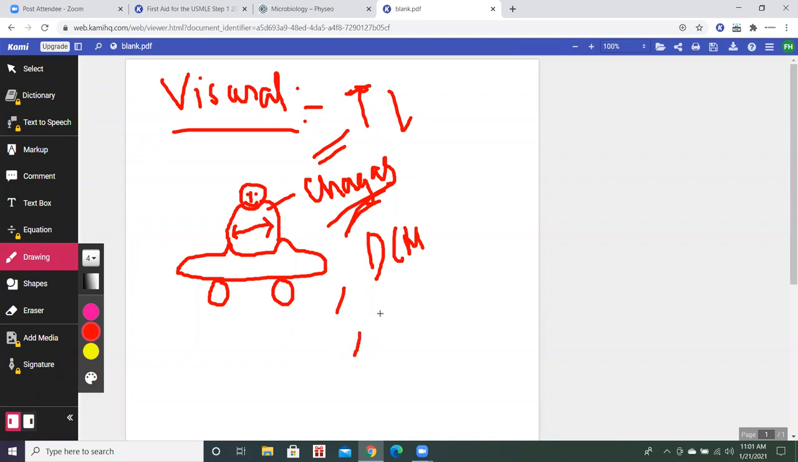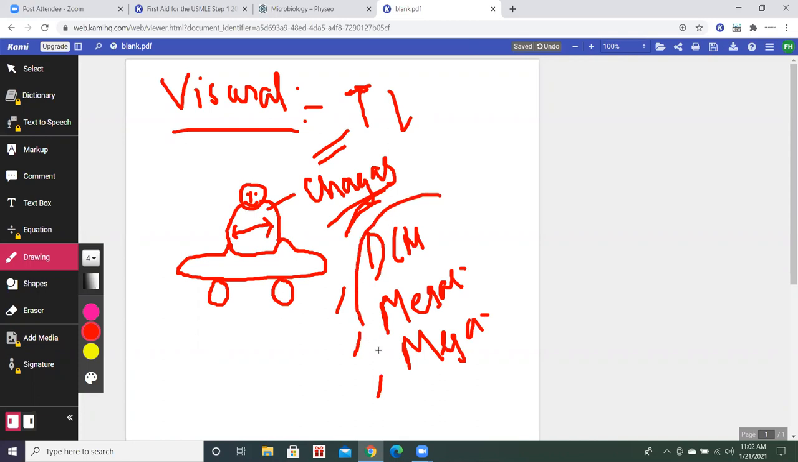If it affects the esophagus, it will cause mega esophagus. If it causes mega esophagus, what's the name of the disease? Fast answers, please. Esophageal achalasia, right? So mega esophagus. If it affects the colon, it will cause mega colon. Everything about this guy is big. Big heart, big esophagus, big colon. DCM, mega esophagus, mega colon.